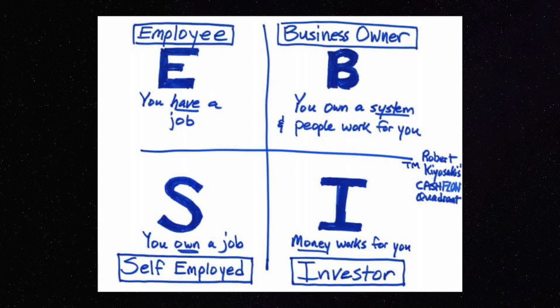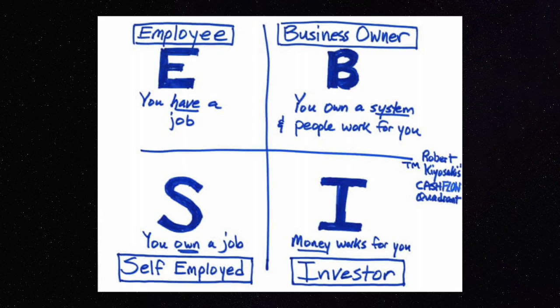Each quadrant represents a different way of generating income. The left side of the quadrant, E and S, represents active income, where you trade time for money. The right side, B and I, represents passive income, where money works for you. Let's break down each quadrant and what they mean.